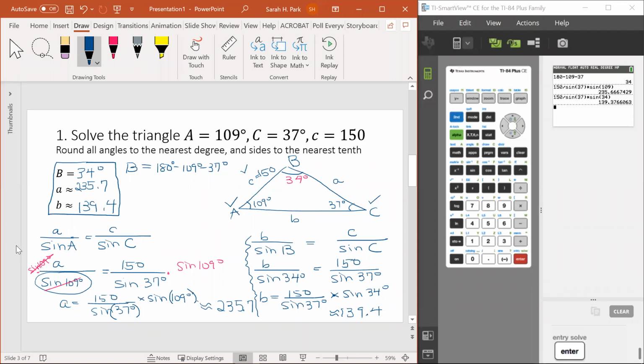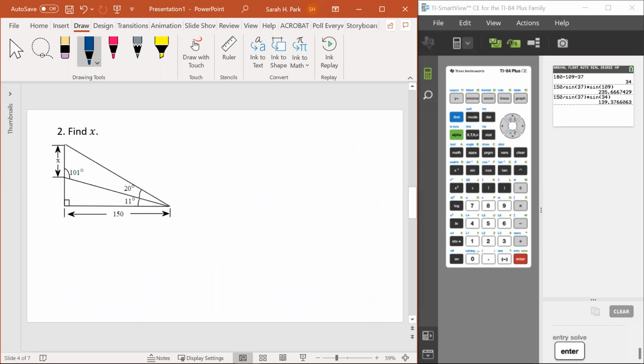Okay, let's take a look at number 2. It says find X, and that's all the information given, but we're also given this triangle with some of the information filled out. So find X, it looks like we are looking for this length right here, that's the upper part of this triangle.